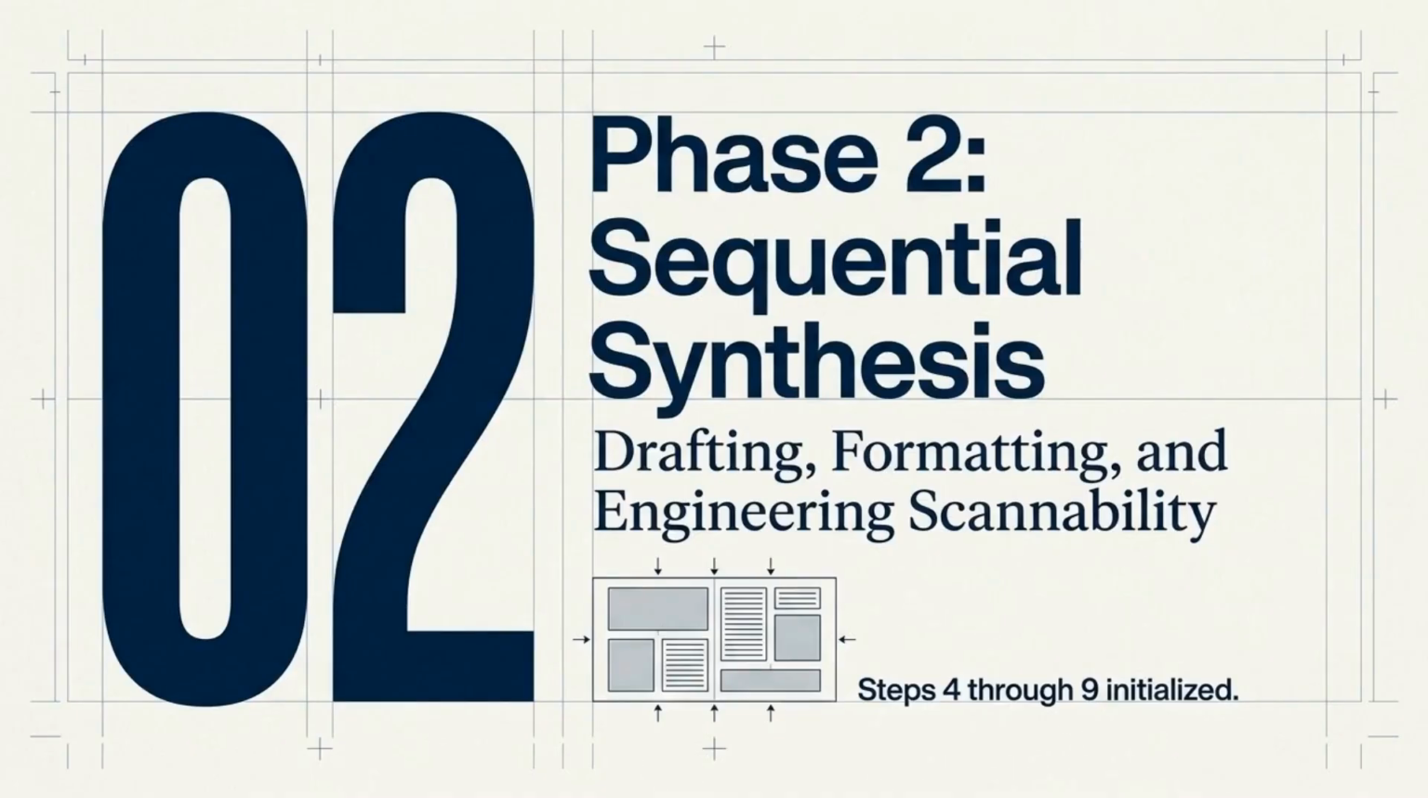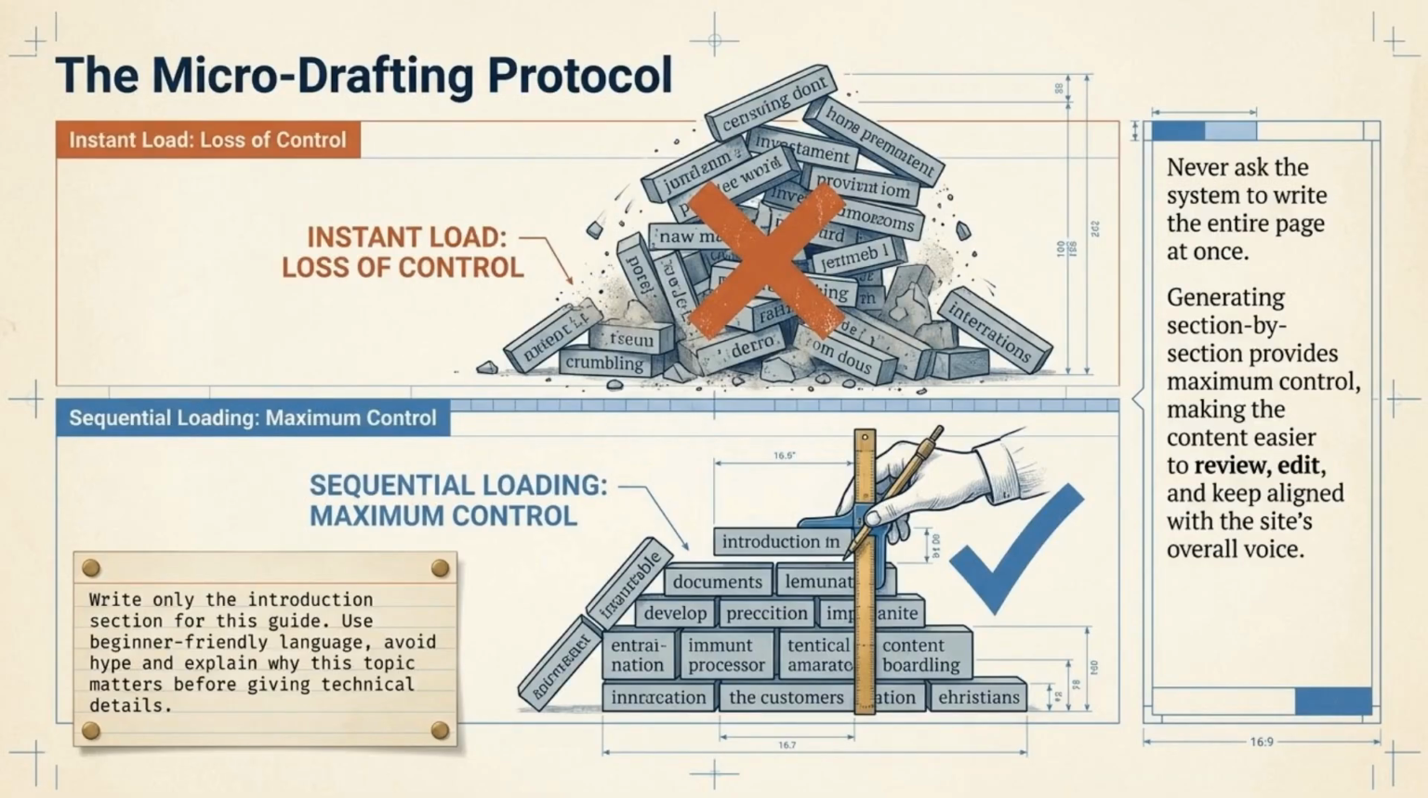Now we move to Phase 2, Sequential Synthesis. This is where we begin drafting the content, but with a strong focus on controlled generation, formatting, and making the final text easy to scan. To maintain maximum control, we use a microdrafting protocol. Never ask the AI to write the entire article at once. Instead, prompt it to generate the content section by section. This allows you to review, edit, and keep the output perfectly aligned with your website's overall voice.